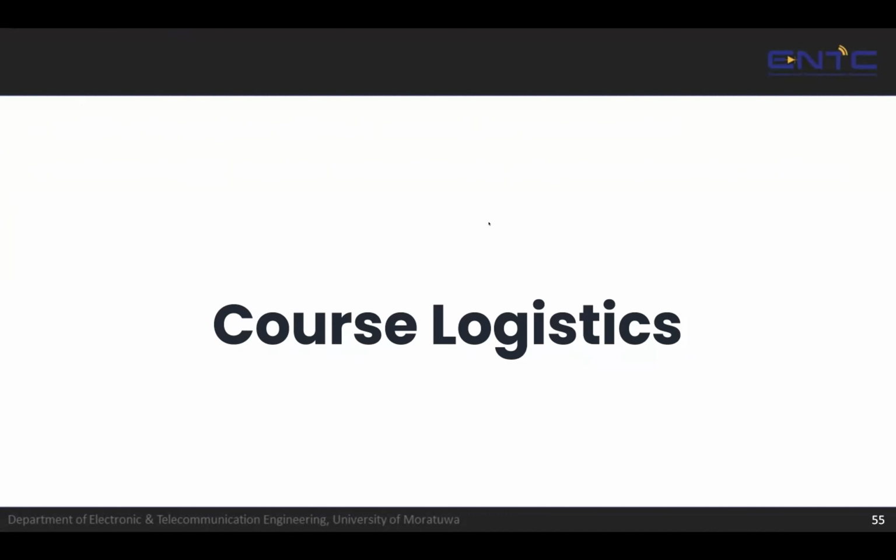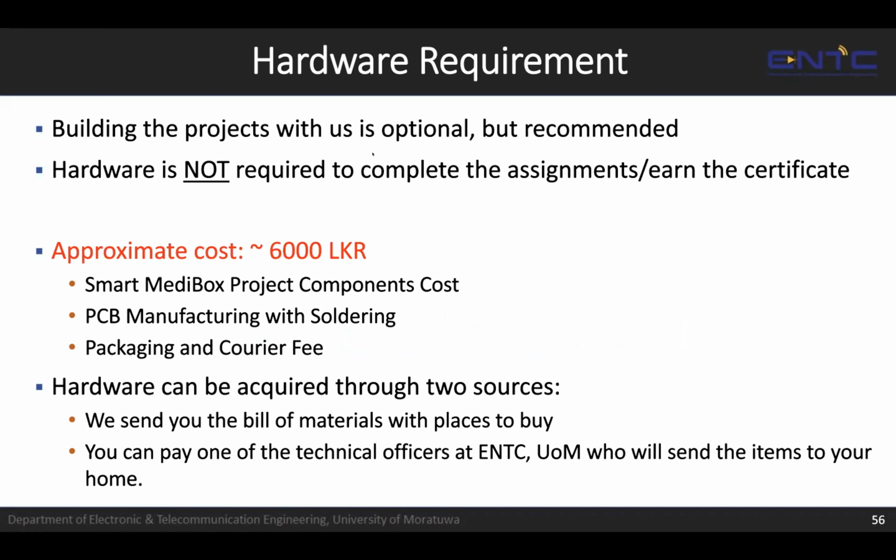Right. Question on the Zoom chat. How much will it cost to purchase all the hardware required and where can I purchase them from? First of all, for you to complete the course, you don't have to purchase hardware. Everything can be done using online simulation and design tools. However, we recommend you purchase the hardware because you can then touch and feel and see your thing working. If you would like to take that option, we offer you two options. One, we can send you the bill of materials, the list of things to buy and where to buy it. Then you can purchase. Approximately, it will cost about 6,000 rupees.